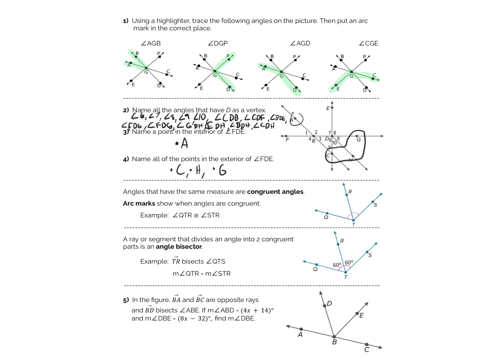A ray or segment that divides an angle into two congruent parts is an angle bisector. So in this picture, ray TR bisects angle QTS. So that means that the measure of angle QTR is equal to the measure of angle STR.